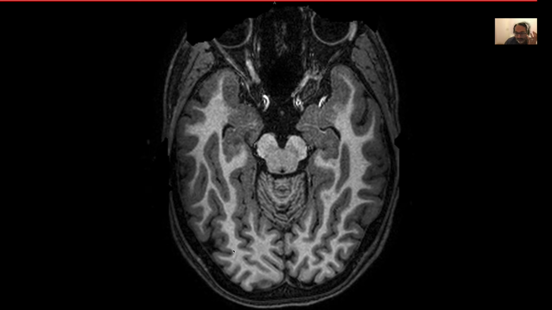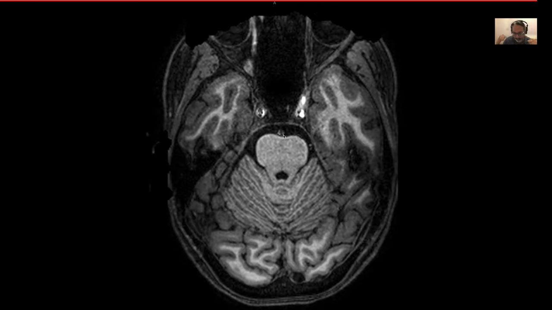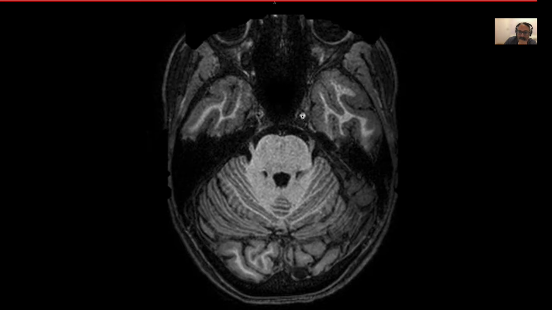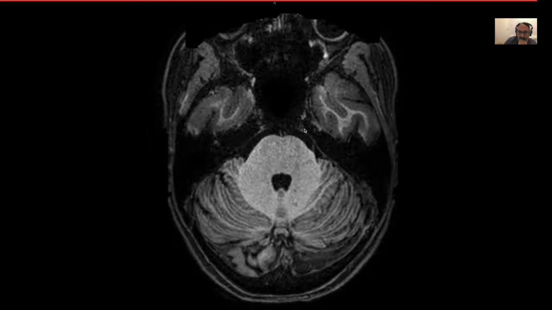So two arteries that you really need to be worried about in the brain are the basilar artery, which is essentially your two vertebral arteries, and obviously the internal carotid artery. Let's look at the internal carotid artery. Let's keep going down. That's the internal carotid artery on both sides. Let's go a bit down.